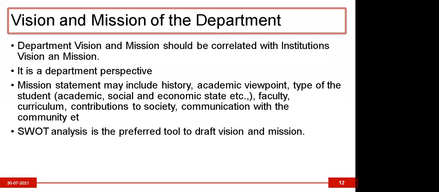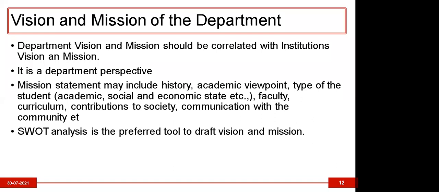So the academic status and the social status of the student are going to play a very vital role. So we need to consider the faculty, the strength of the curriculum, the different perspectives, the contributions to the society, and communication with the community. Like this here, we can consider more.